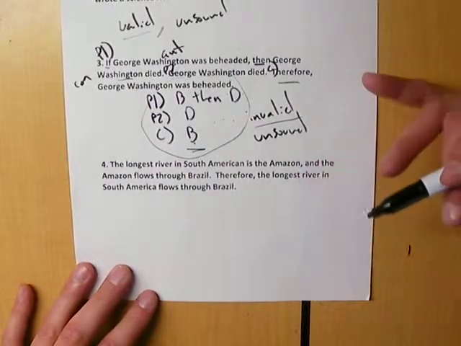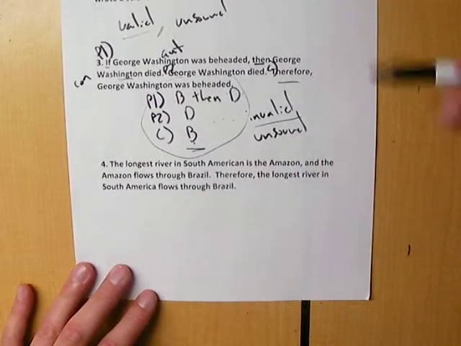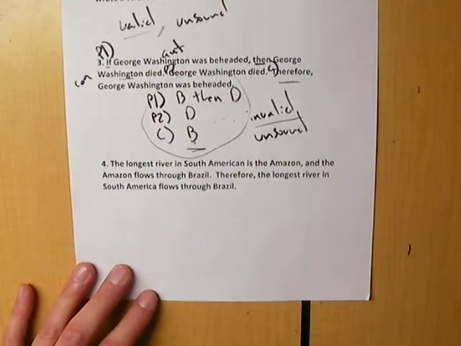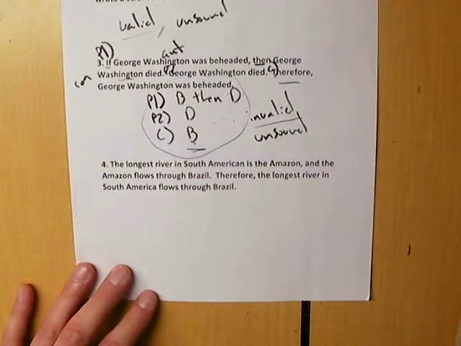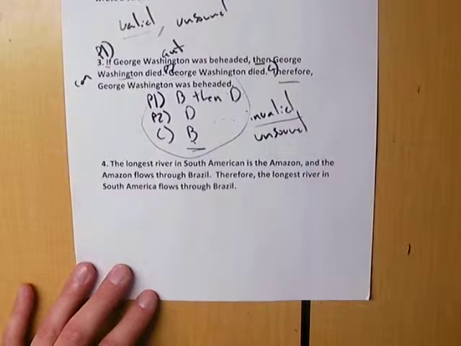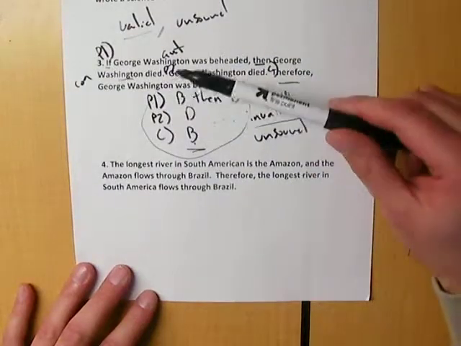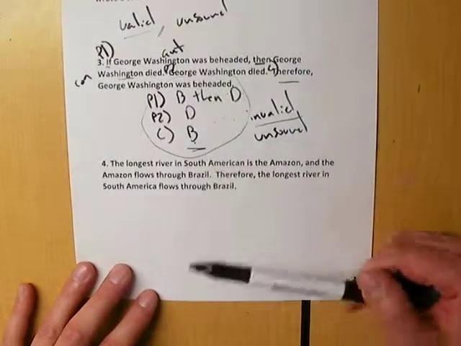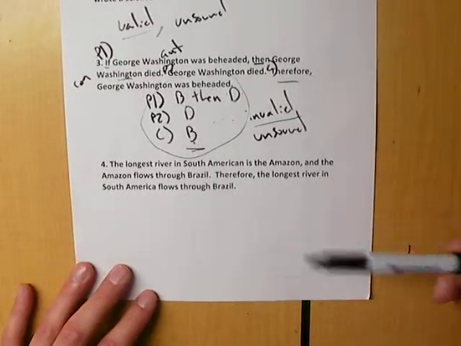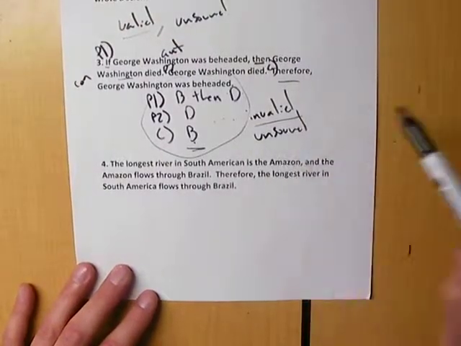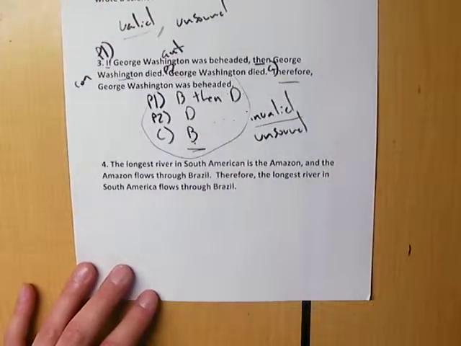Well, the cat could have run away for any other reason. Maybe the dog's barking, but that doesn't follow necessarily. Same deal here. If Washington was beheaded, then Washington died. Washington died. Maybe he was beheaded, and that was the cause of death. Maybe he died of natural causes. Maybe it was old age. Maybe he died in war. He could have been beheaded, but it doesn't follow necessarily that because he died, therefore he was beheaded. So it's invalid, and again, that makes it automatically unsound.